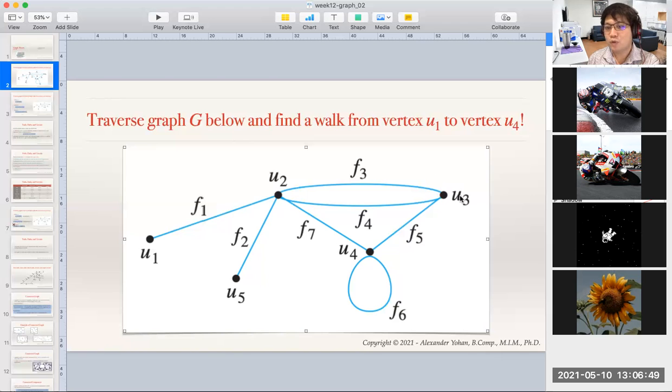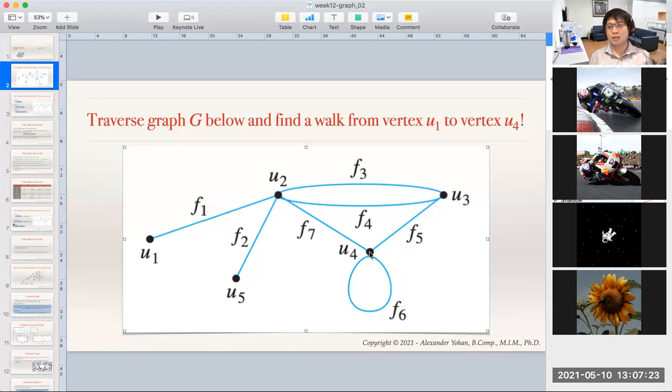But wait, from U3 here, you can go back to U2 through F4, and then from U2, you go F7 to U4, right? So this is another possible route that you can take from U1 to U4. Or some other ways: U1, F1, U2, F3, U3, F4, U2, and then go back again F3, U3, F5, then U4.